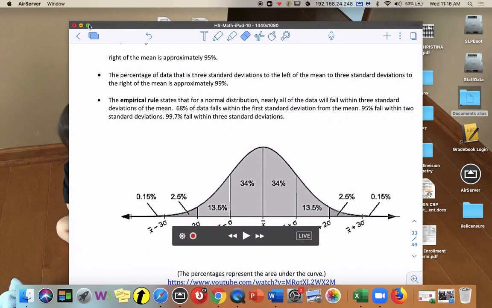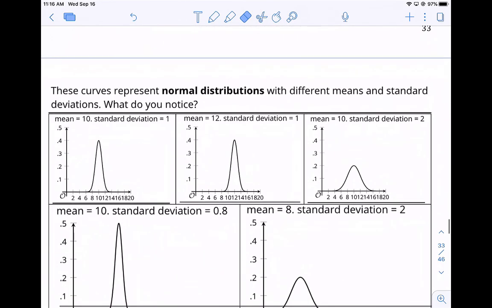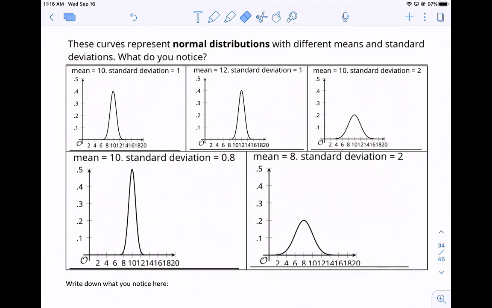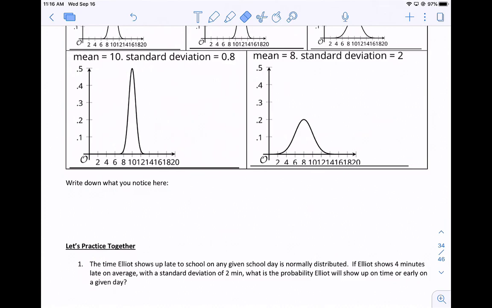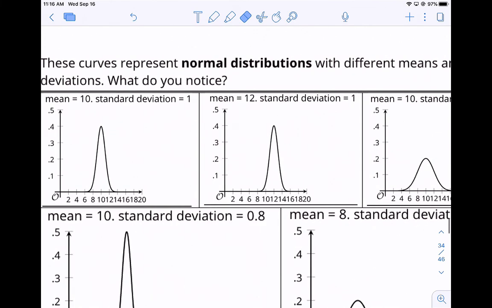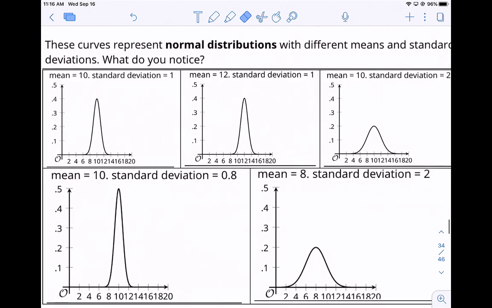Okay, so let's go back to our lesson here. We are now on this page right here. It says, which of these curves represent normal distributions with different means and standard deviations? What do you notice? So in class, we would talk about, all right, which one? It gives you the averages, it gives you standard deviation, and we would talk about things that you notice in every picture.